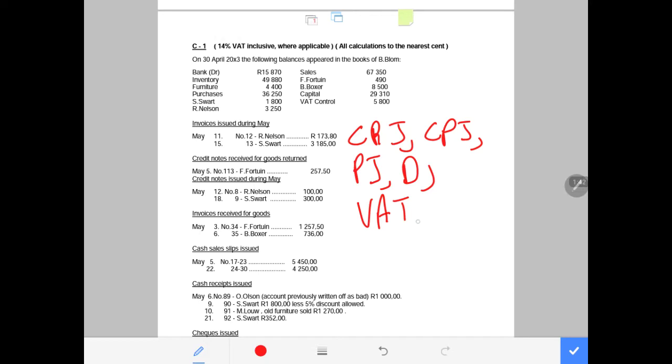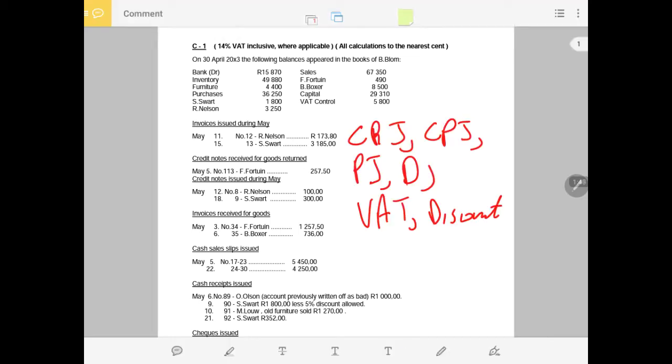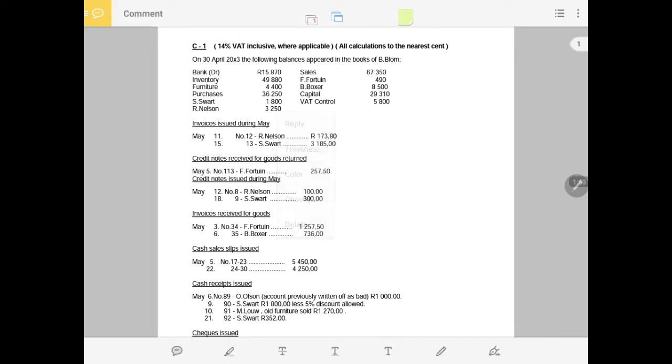And another very important part is how to account for a discount that is given to a customer, or a discount that is given to us when we settle our account with our suppliers, or how to account for a discount that includes VAT when the customer pays us back and we give that customer a discount, and the transaction was inclusive of VAT, either VAT output or VAT input.